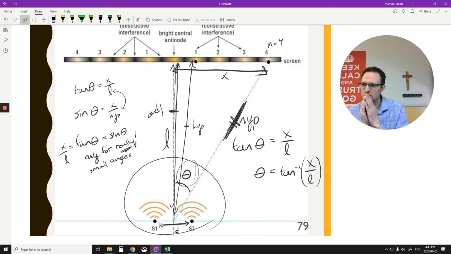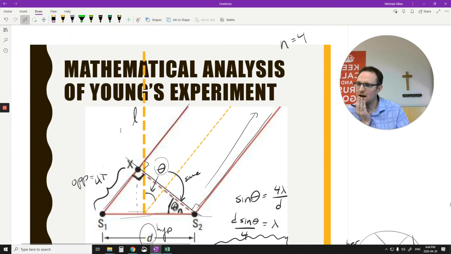But they never are. The hypotenuse is always larger than the adjacent. So sure, it's a really fun thing to say. It's a really good small angle approximation, but I can never really say that they are the same because they never are. So we're making a pretty big assumption there.